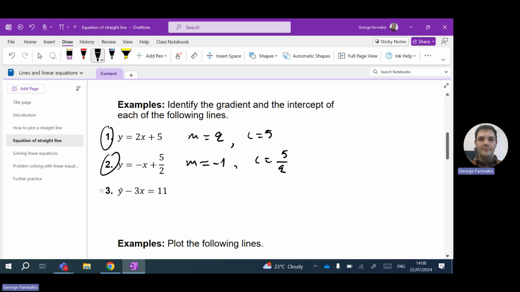Sometimes we're given the equation of a straight line, as in example 3, where we need to rearrange it to make it in the standard form. Okay, so here we have y minus 3x equals 11. We can add 3x to both sides, and we can rearrange the equation to write it as y equals 3x plus 11. Okay, so this is equivalent. So in this case, the gradient is 3 and the intercept is 11.